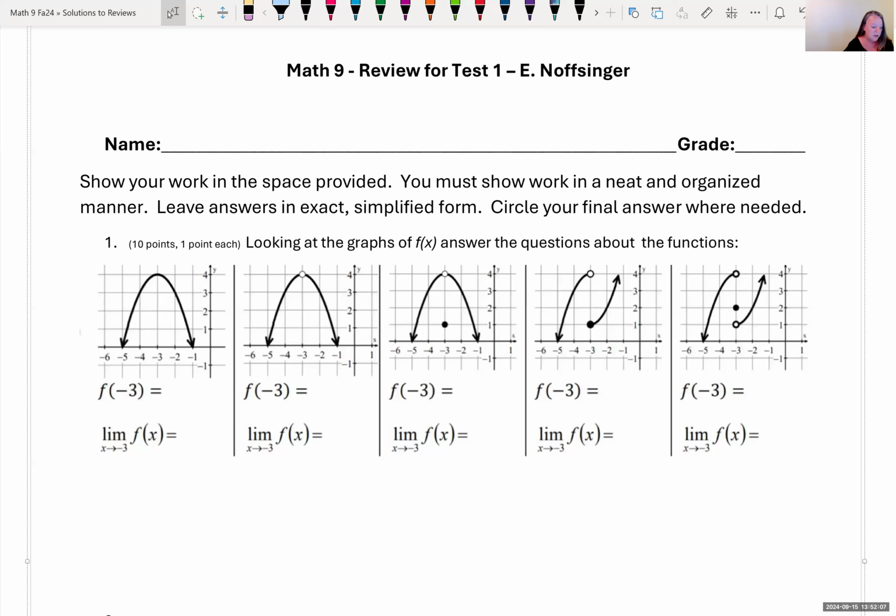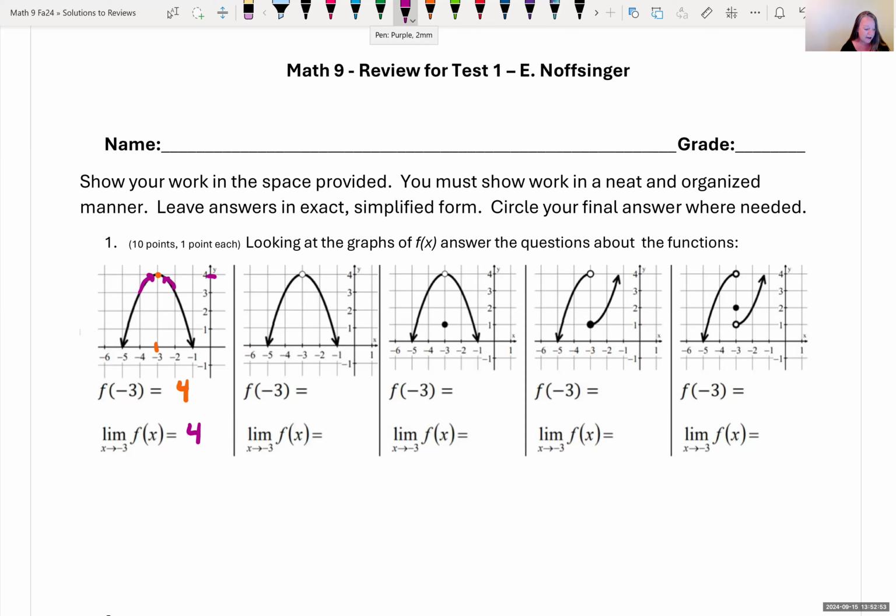For our first problem, looking at the graphs of f of x, answer the questions about the function. So first we want to figure out what is f of -3. You're looking at what is the y value when x is -3 on the graph. When x is -3, we get that our y value is 4. Now we want to look at the limit as x is approaching -3. We want to make sure that the left and the right are coming into the same y value as we get closer and closer to x equals -3. And I can see as I get closer and closer to x equals -3 on the left and on the right, my y value is 4.